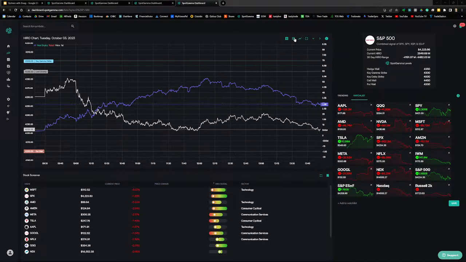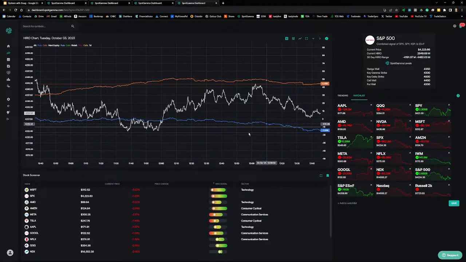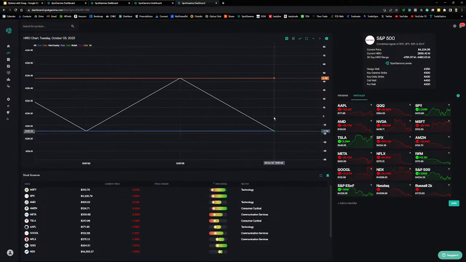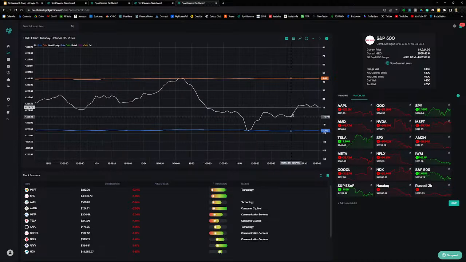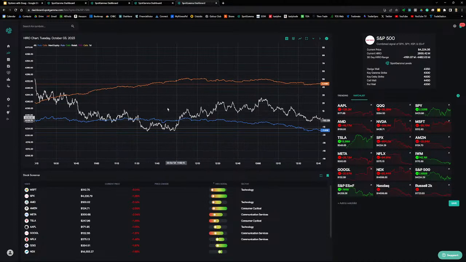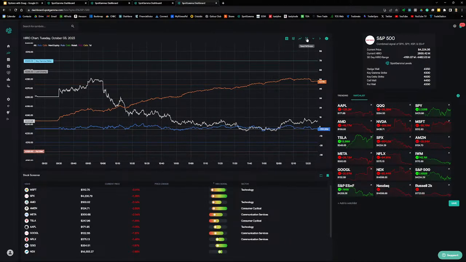Let's see what they were doing today. Let's zoom in on this up until about 12:30. I don't know why I did that. Sorry about that. Let's zoom in.